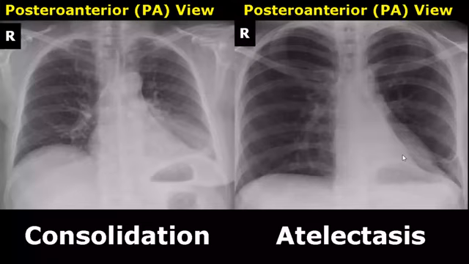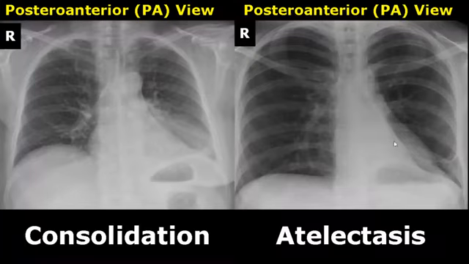Here you can see visual differences between a consolidation and atelectasis on a chest X-ray. The consolidation and atelectasis are both found in the left lower lobe in these images. A feature like air bronchogram through the heart favors a consolidation, and features like retrocardiac sail sign and double cardiac contour favors atelectasis.